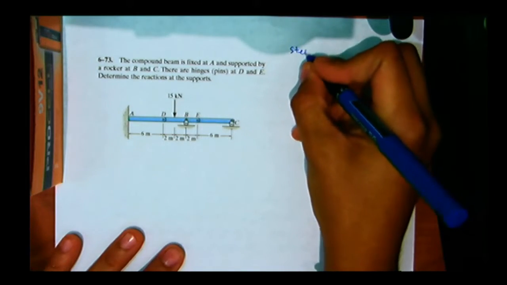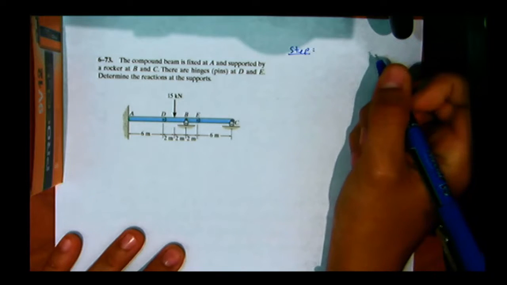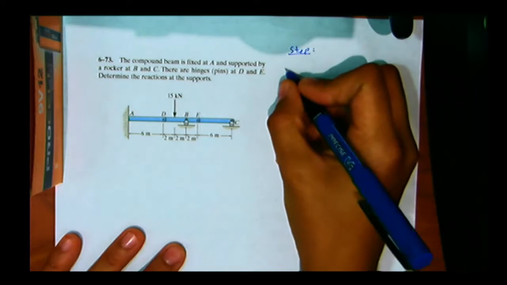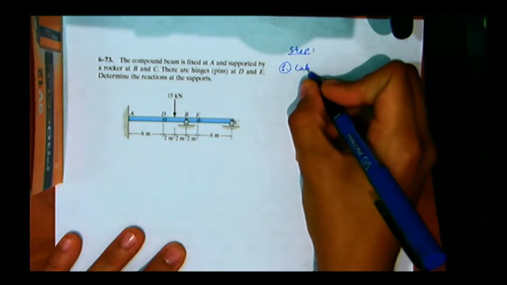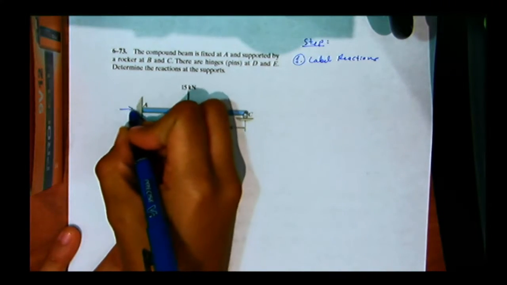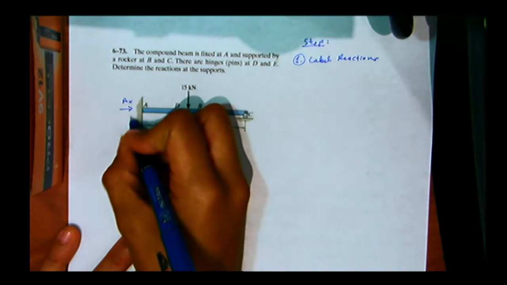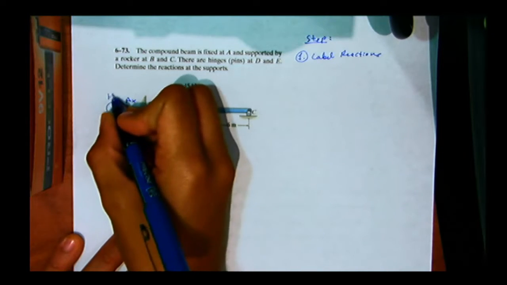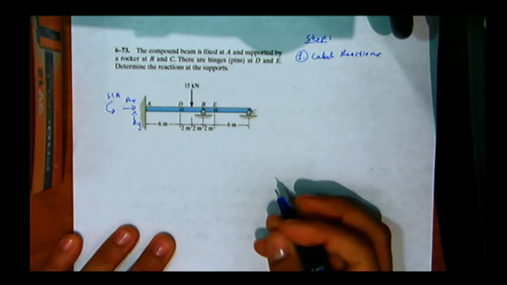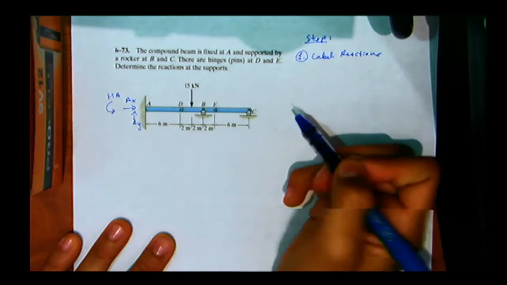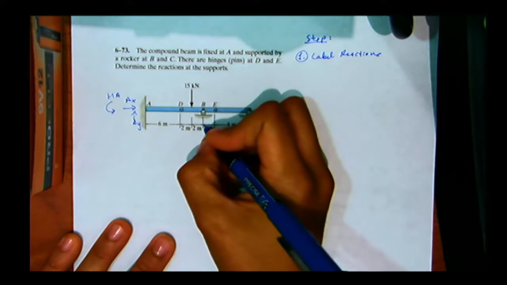Label our reactions, right? Okay. So on this side, we know that this is going to be AX, going to have AY, and we also know there's going to be a moment there, right? Okay. So what else do we have here? Says supported by rocker at B and C. And we know that the reaction of the rocker is going to be like this, right? Just going up on BY and going up on CY.